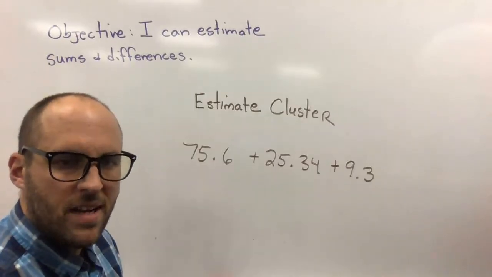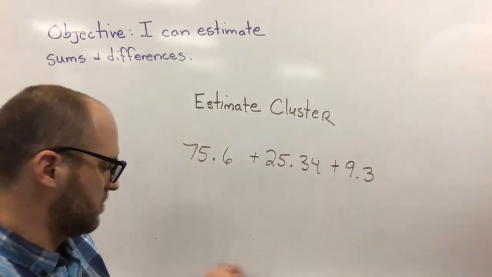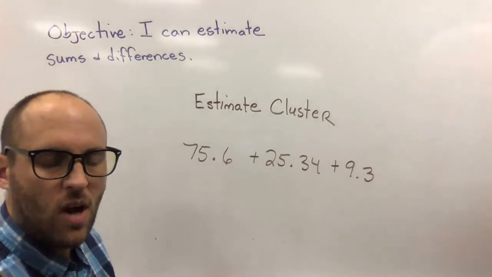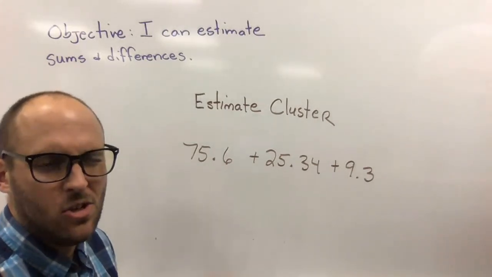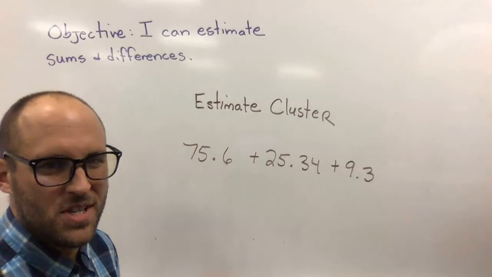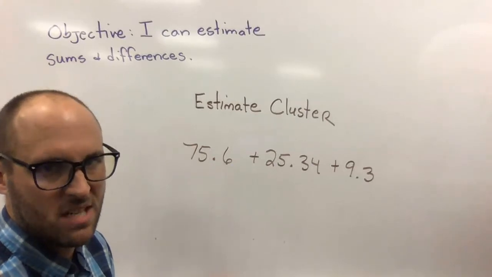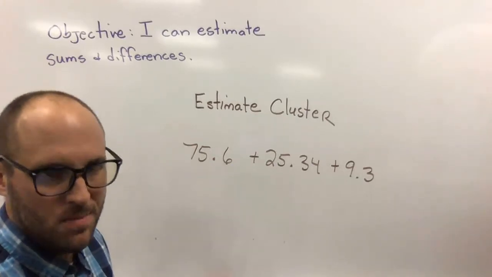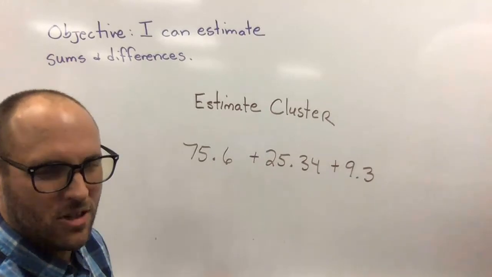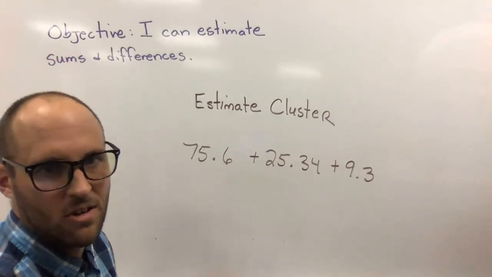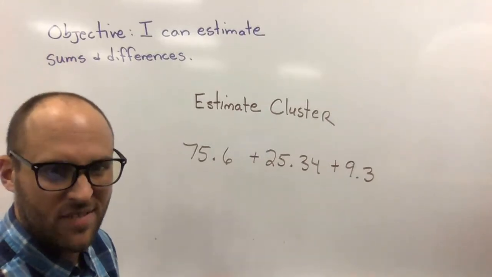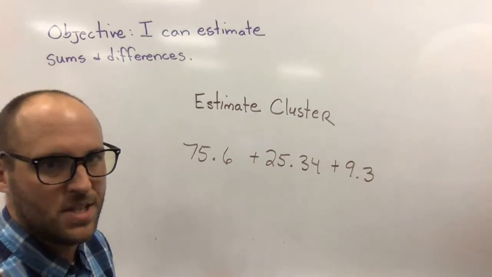When it says estimate a cluster, friends, all that means is there's more than two numbers and they just want you to estimate everything. So this is only going to be really for addition because you can only subtract two numbers at a time. So if you see estimate cluster, you're going to be adding multiple numbers. It also probably means you're going to be mostly estimating to the nearest whole number, again, unless it specifically tells you to estimate to the tenths place.